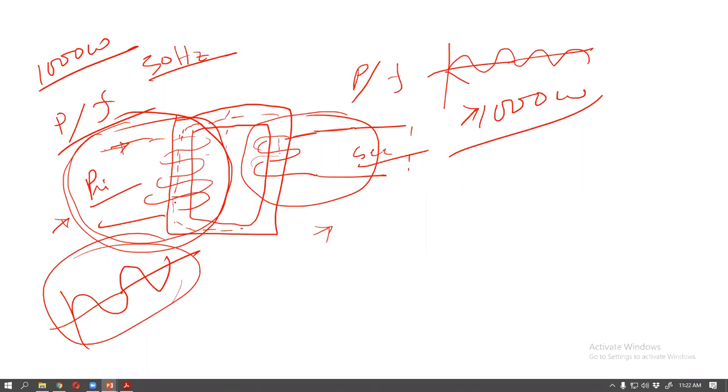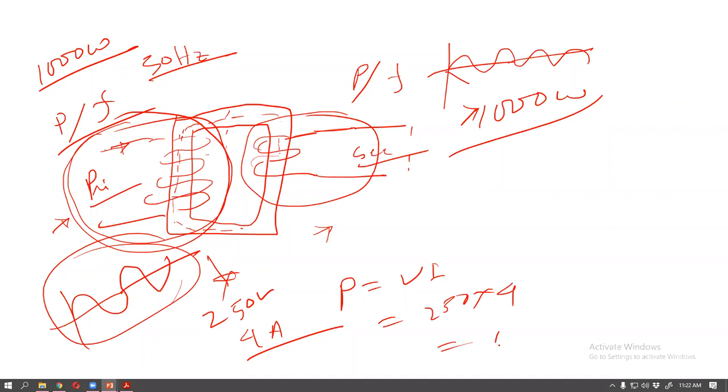Our power is the same. Suppose we need the voltage down. In this primary section, suppose our voltage is 250 volts and current 4 amperes. Clear? So power, you know that P is equal to VI. So 250 times 4 is 1000 watts. This is the primary part.